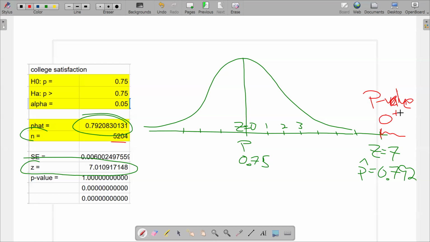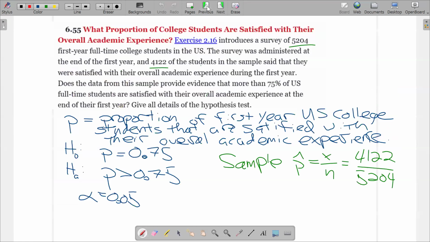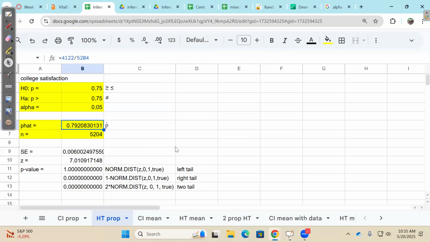I probably missed this, but did we have an X to divide by? Yeah, so back in the notes, the page back here, I wrote that down. Our X was the 4,122 students who said they had a good first year experience out of a total of 5,204 students. That's in the spreadsheet. I just typed it as a fraction. I didn't do them separate. So in this line for P hat, I just typed equals 4,122 divided by 5,204. And that gave us a little tiny standard error, 0.006, and a huge Z-score.